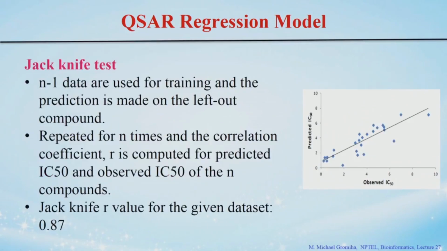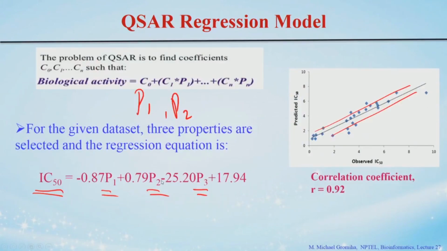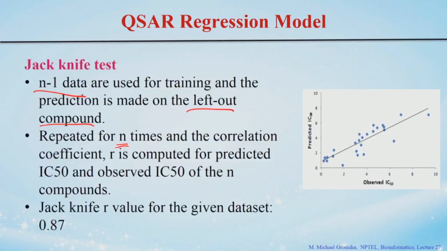Then you have to validate whether it is fine or not, which you do with the jackknife test. In this case, if you have n data, n minus 1 are used for the training and the left out one is used for the test. Do it up to n times and see how good the correlation is for the test set obtained with the jackknife test. If you see this one, the training is very close, but if you go to the test set, some of them are close, but even then you can see several compounds which are far away from the line.